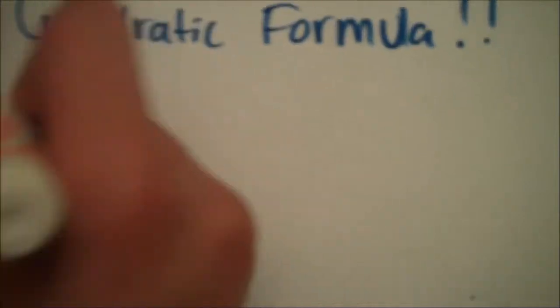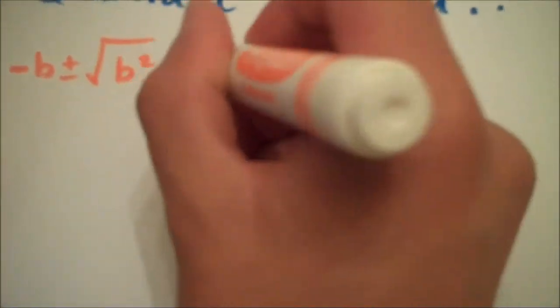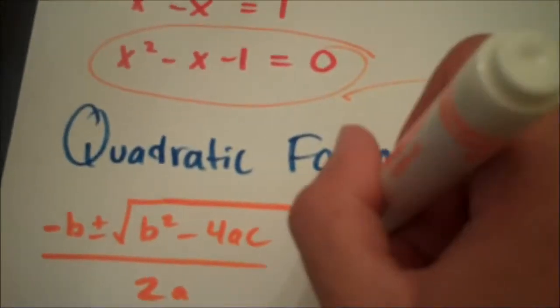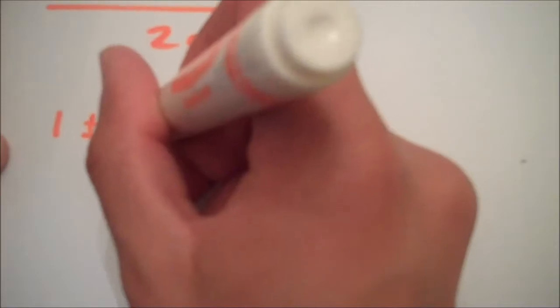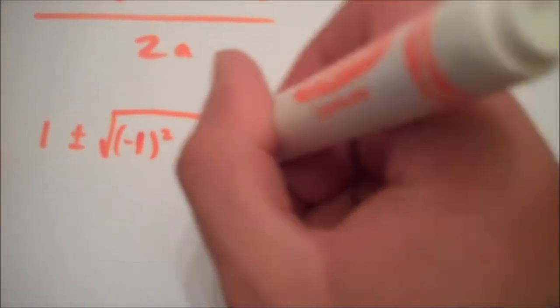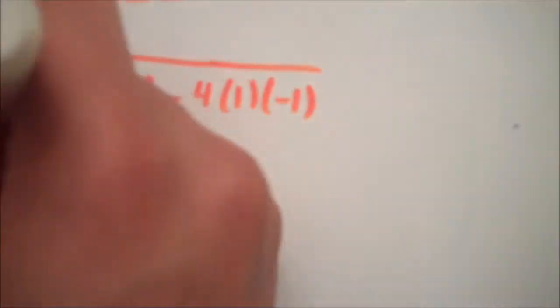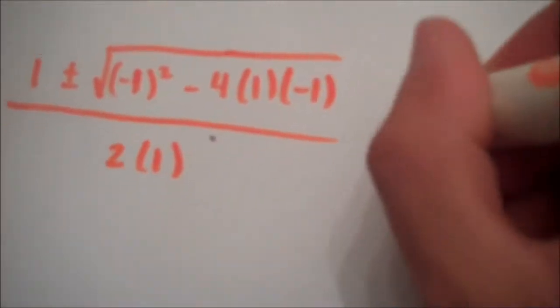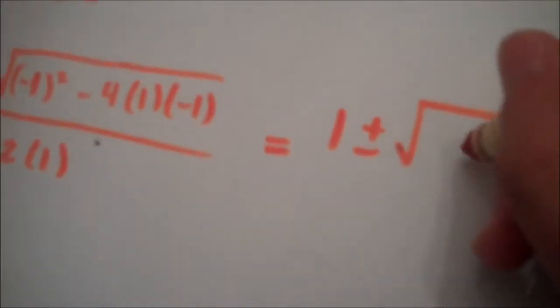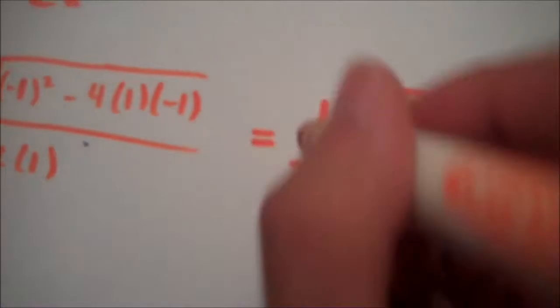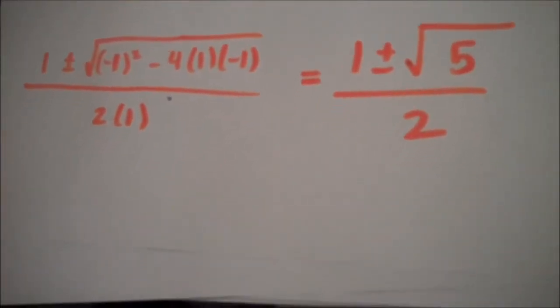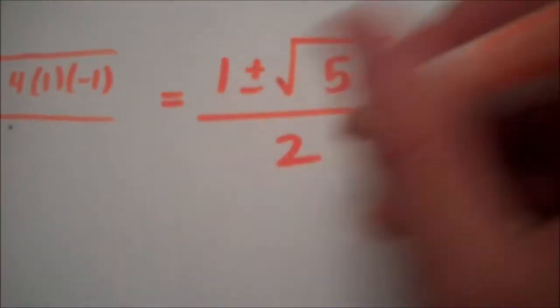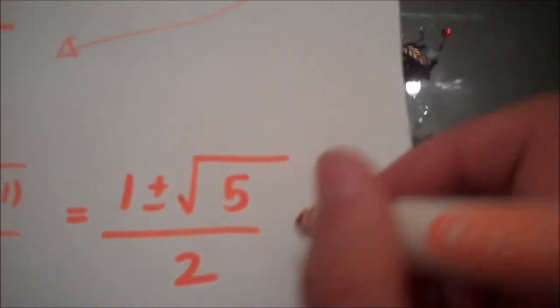And of course the quadratic formula is the opposite of b plus or minus the square root of b squared minus 4ac over 2a. We plug each term in for each variable, and we have 1 plus or minus the square root of the quantity negative 1 squared minus 4 times 1 times negative 1 over 2 times that 1, which ultimately becomes 1 plus or minus the square root of 5 over 2. Now this is just the same thing as phi.